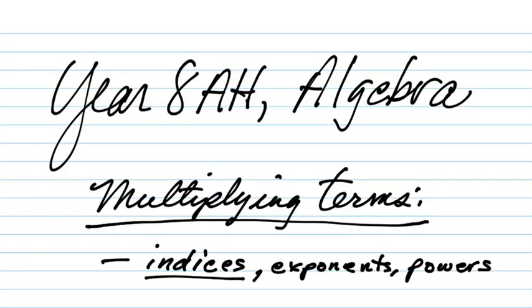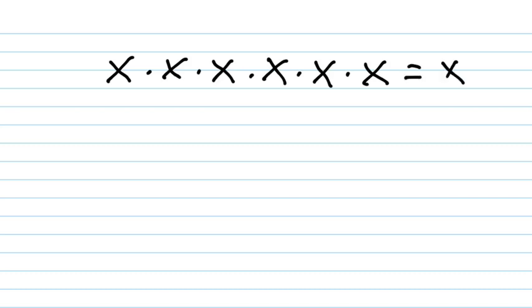Okay, so multiplying terms, and specifically we're going to focus on those indices or exponents or powers. Because we know from our work with expanding what an index does, right? It's simply repeated multiplication. But instead of writing x times itself this many times, I can write x to the what? To the power of 6. Excellent.